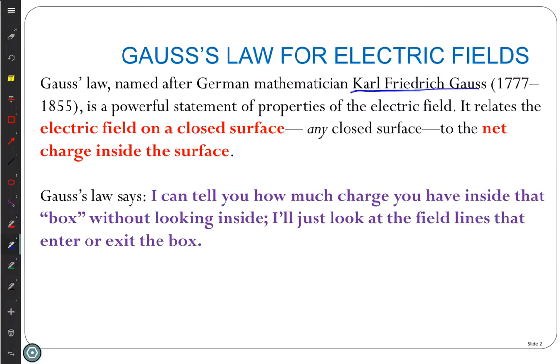And here we're going to talk about electric flux. When we get to magnetism, we'll also have to talk about magnetic flux. So it's how much field is going out of the surface.